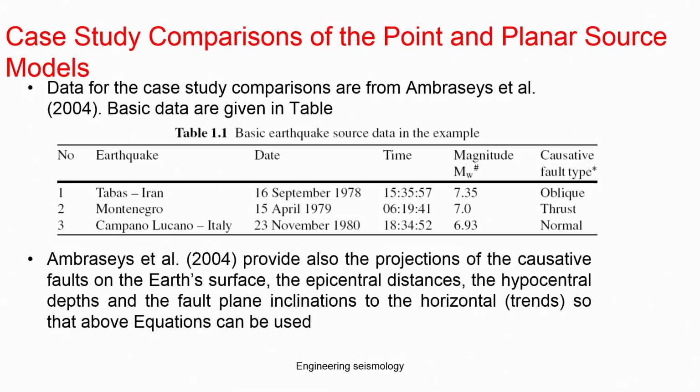So data from the case study comparison, Ambraseys et al. 2004, basic data given in the table. He considered basically 3 earthquakes: Iran, Montenegro, Korea and Italy. These are the earthquake details, so 88, 79, 80, and this is the magnitude of the earthquake, MW, and this is the fault type they use. Ambraseys et al. 2004 also provide the projection of the causative fault on the earth surface, epicentral distance, hypocentral depth, and fault plane inclination to horizontal, so that the above equation can be used effectively.